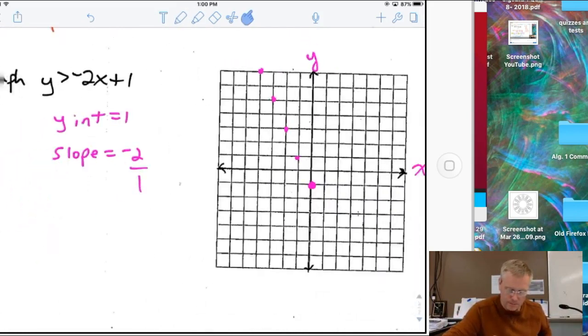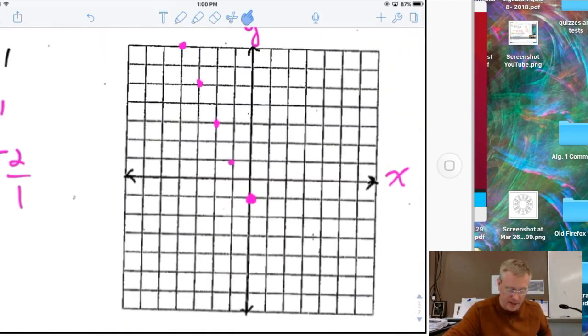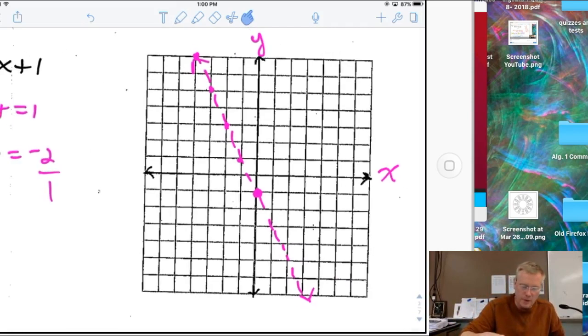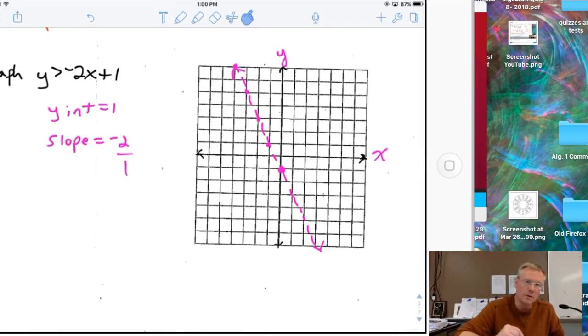Okay. Now, this is going to be a dashed line, not a solid line, which makes it worse here for my software because I can't do a dashed line with this software, so I'm going to have to freehand it. So that's what that looks like. Forgive my non-perfect straight line. And now I'm going to have to figure out which side to shade, okay?